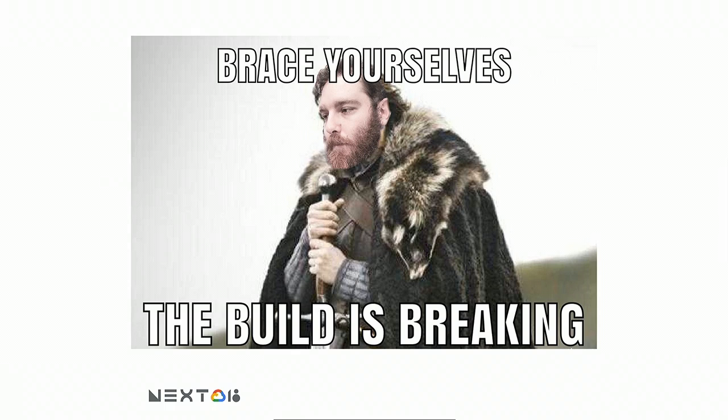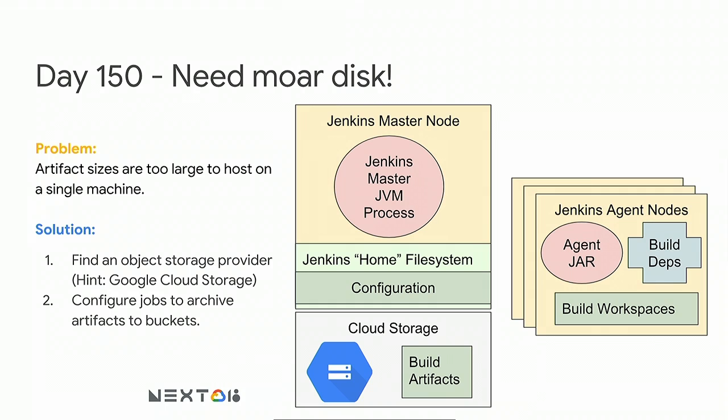But again, the build is breaking, and this time, it is because we need more disk. Those build artifacts that were on our Jenkins master have filled up our Jenkins home file system. So now we decide to start using object storage to move our artifacts off of that Jenkins master. I think you should probably use Google Cloud Storage for reasons I won't tell you about, but you think you want all of this storage to move to any other place other than your Jenkins masters, and there's various plugins that can make this happen.